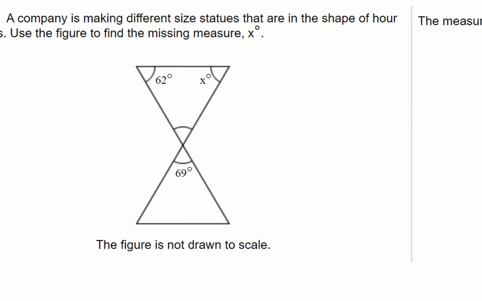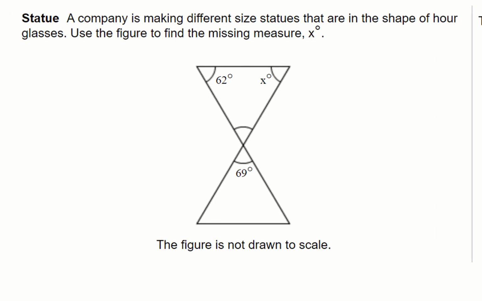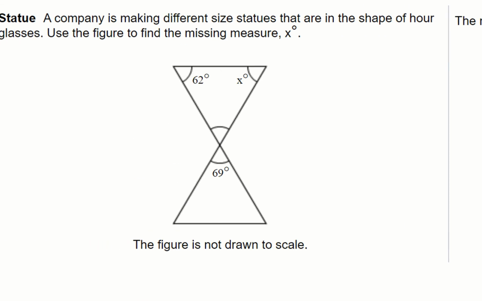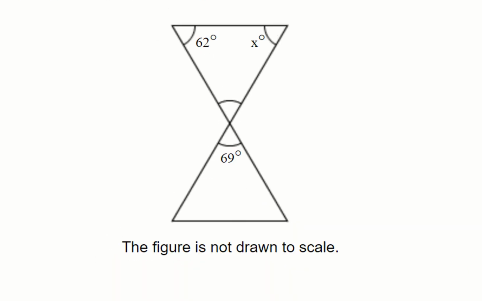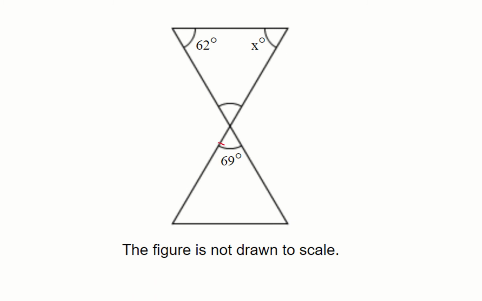A company is making different size statues that are in the shape of hourglasses. Use the figure to find the missing measure x. Okay, so we just want to figure out what x is. Well, these 2 angles right here are vertical angles. Remember, vertical angles are angles that are formed by intersecting lines like this. There are 2 lines that intersect, and they're the angles opposite of each other in that railroad crossing, if you will.